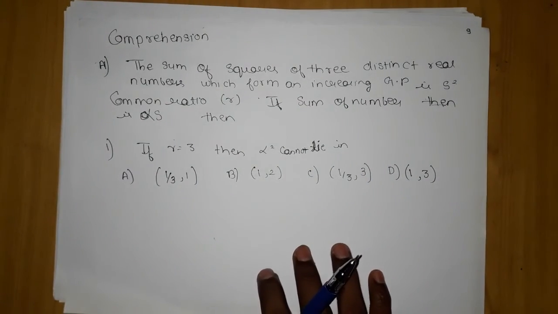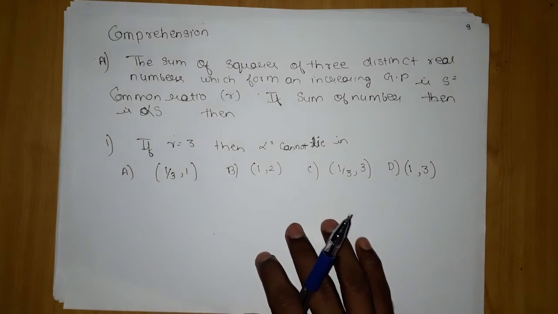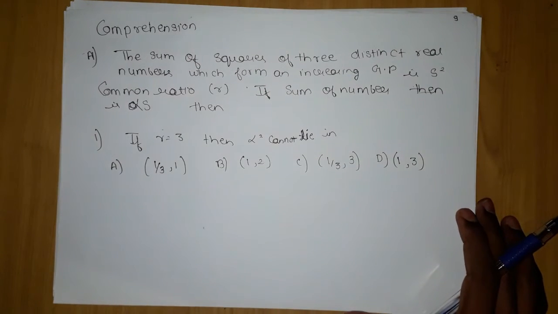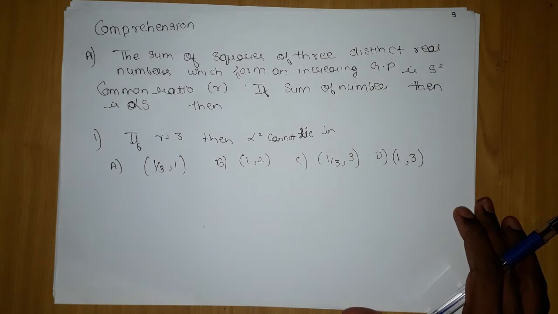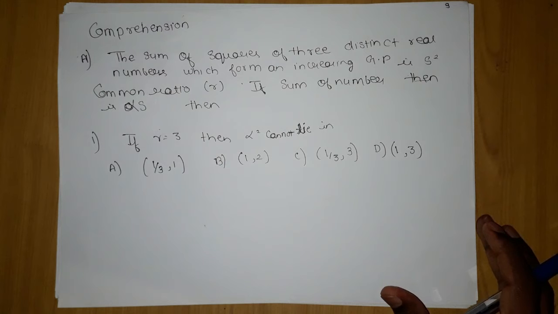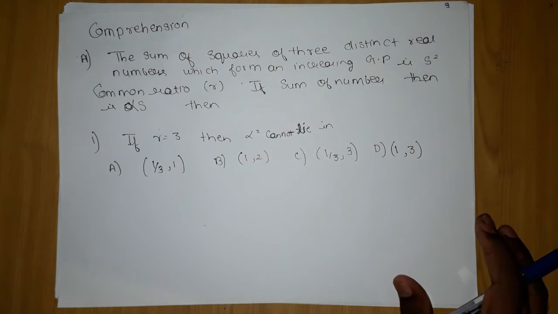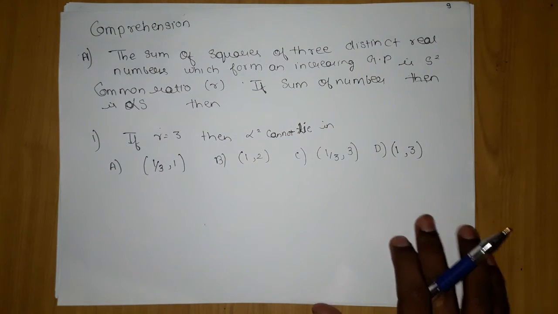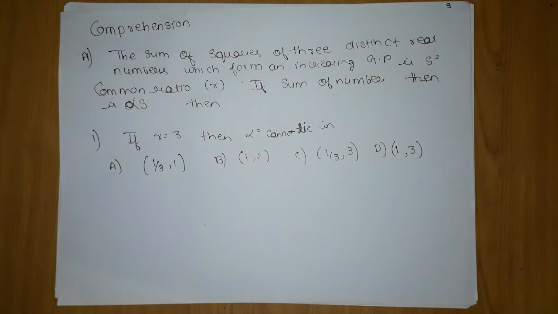Okay, so with this we are done with the multiple choice questions, and we are going to begin with the comprehension. Okay, as I have told earlier, this session is not going to be that long, because multiple choice questions were not that many. Okay, so the comprehension question is as follows. The sum of the squares of three distinct real numbers which form an increasing GP is S square. Common ratio R, and the sum of the numbers is alpha S.